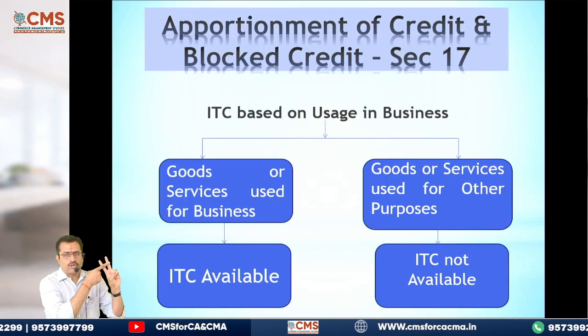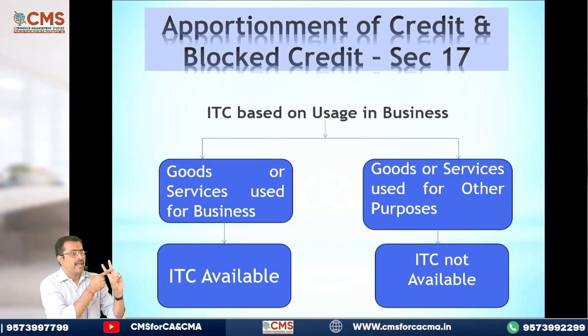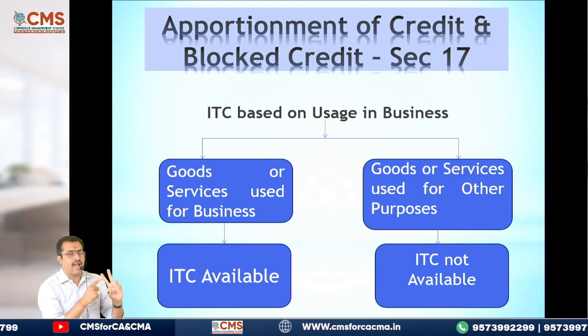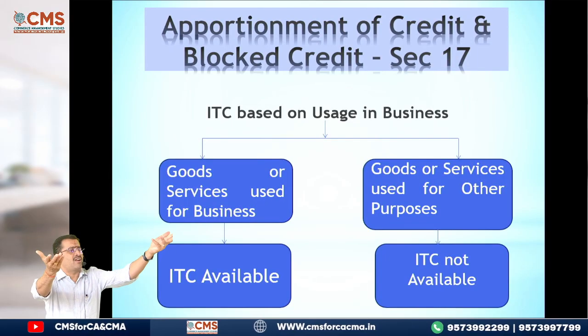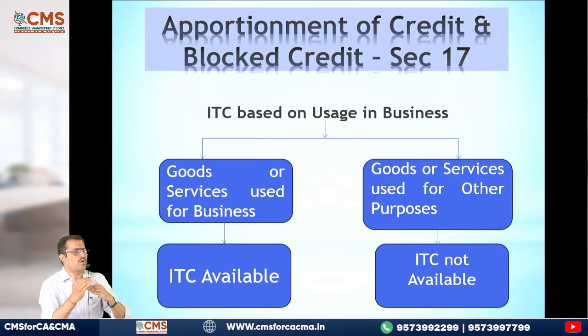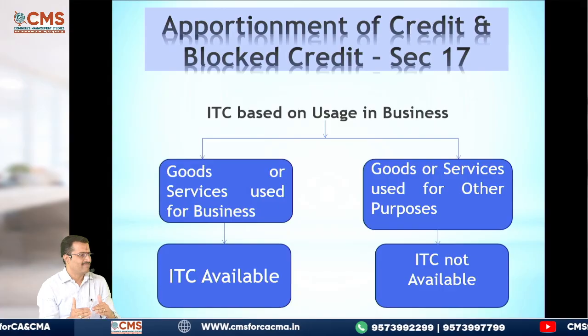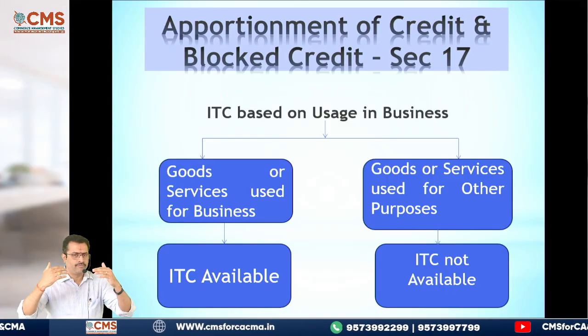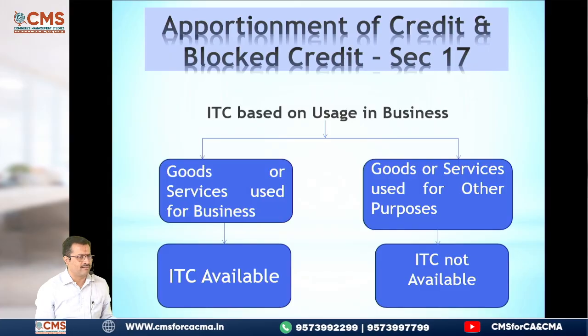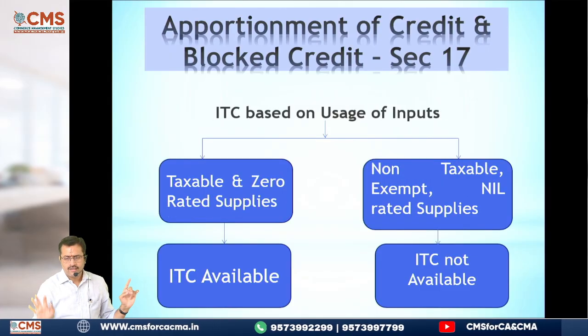If my output is exempted or non-taxable supply, then ultimately I will not be eligible, because when the output is not there, why claim input? The purpose of giving you input credit is to reduce your output tax and remove the double taxation. When there is no output tax at all, where is the question of double taxation then? That is what is the next point. Please see.